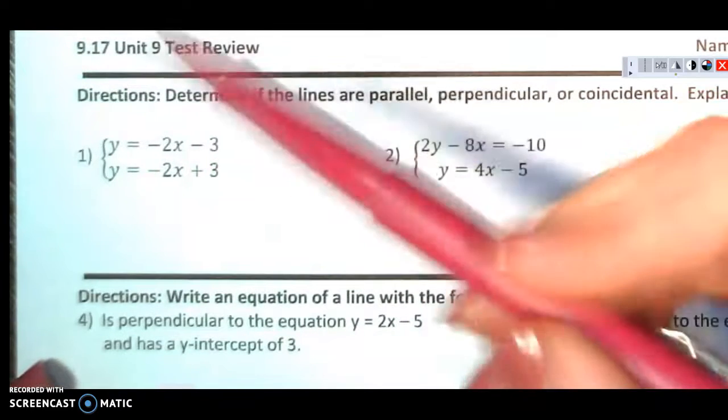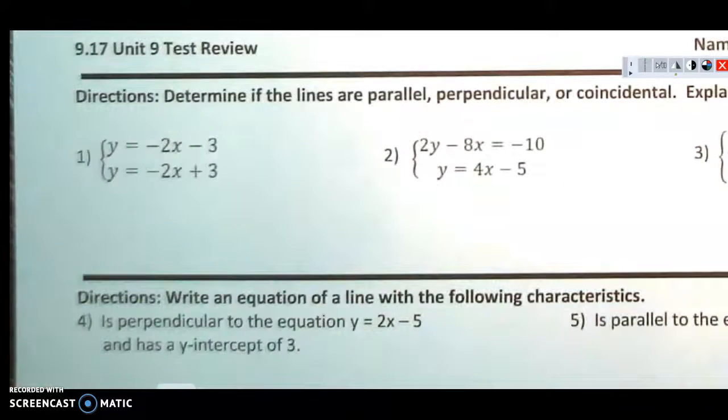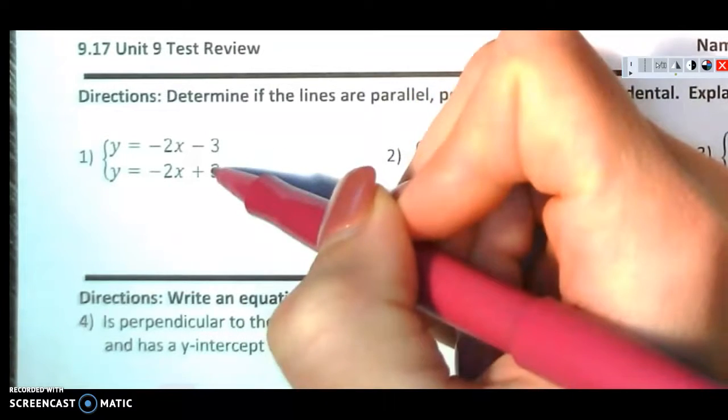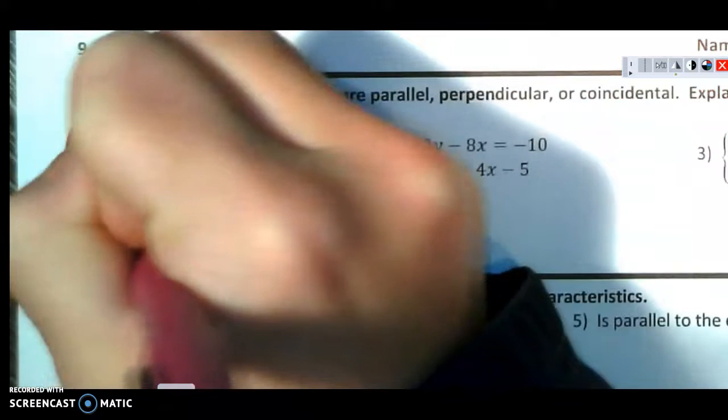It looks like these lines have the same slope, but they happen to have not the same y-intercept. So if they had the same slope, but not the same y-intercept, then these lines must be parallel.